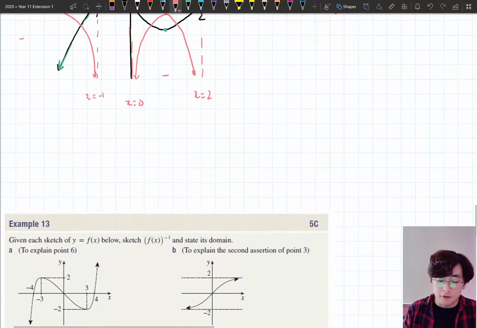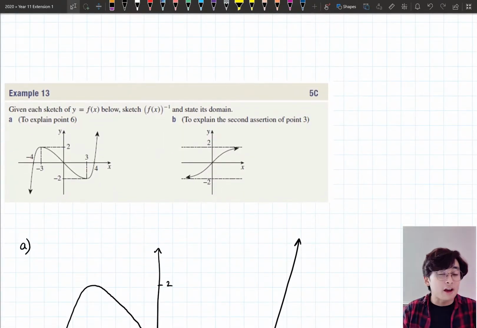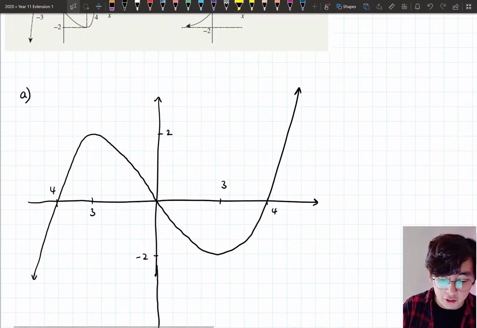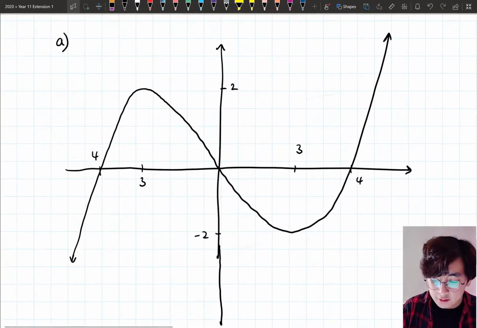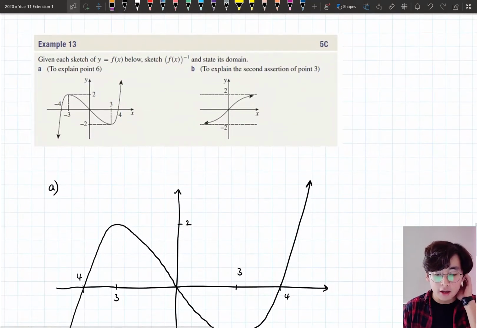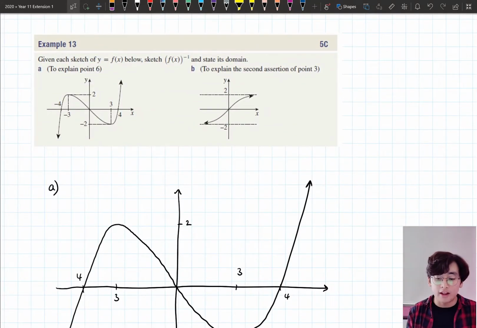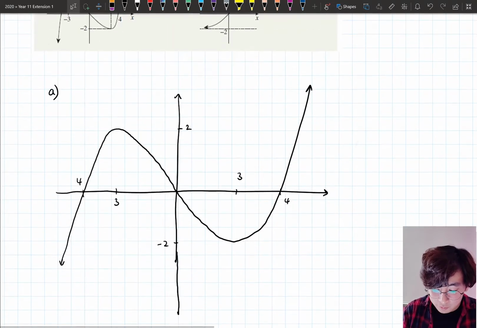The following two examples are a few more trickier examples, but here they've actually given us the shape of the graph to have a look at so that we can draw the reciprocal. So here, let's have a look at example 13a. Example 13a is from Cambridge, and we've got two graphs that we can have a look at, and they've even given us a few points to work with, so isn't that nice?